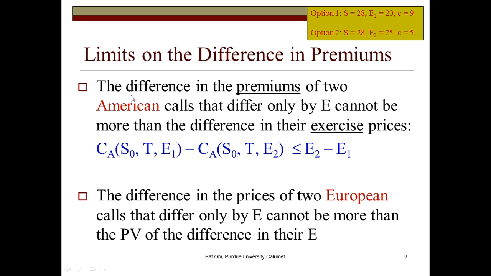So the point here is that the difference in the premiums of two American call options that differ only by their exercise prices cannot be more than the difference in their exercise prices. So here's the expression that supports this statement.